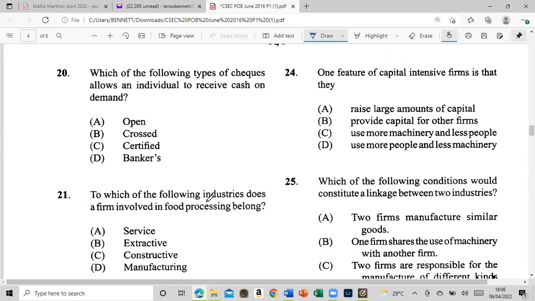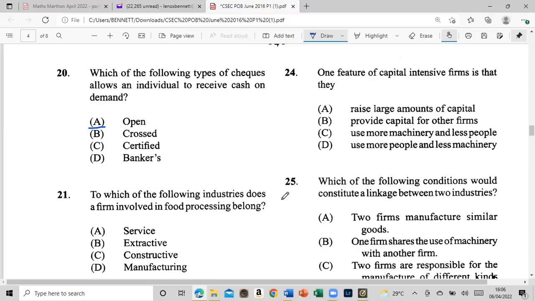Number 20, we are really moving fast, guys. Which of the following types of checks allow an individual to receive cash on demand? Is it open, crossed, certified, or is it bankers? And that would be an open check. So number 20 is, drum roll, A. Let's move on to 21.